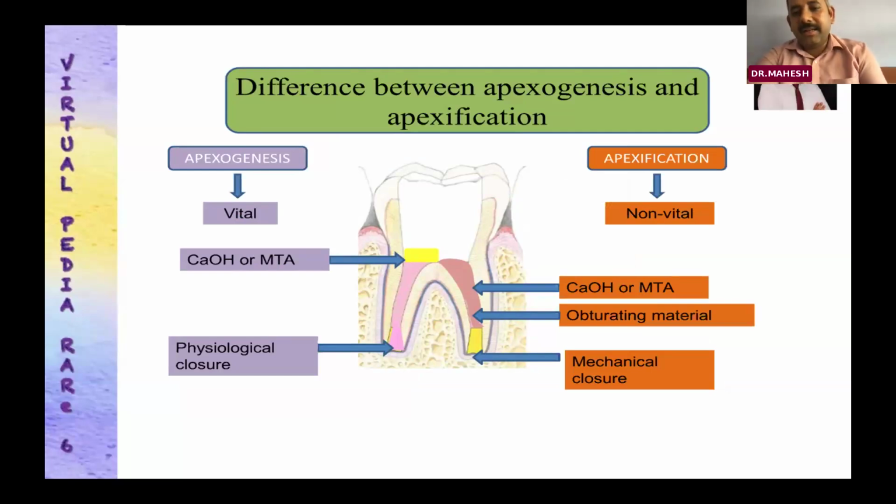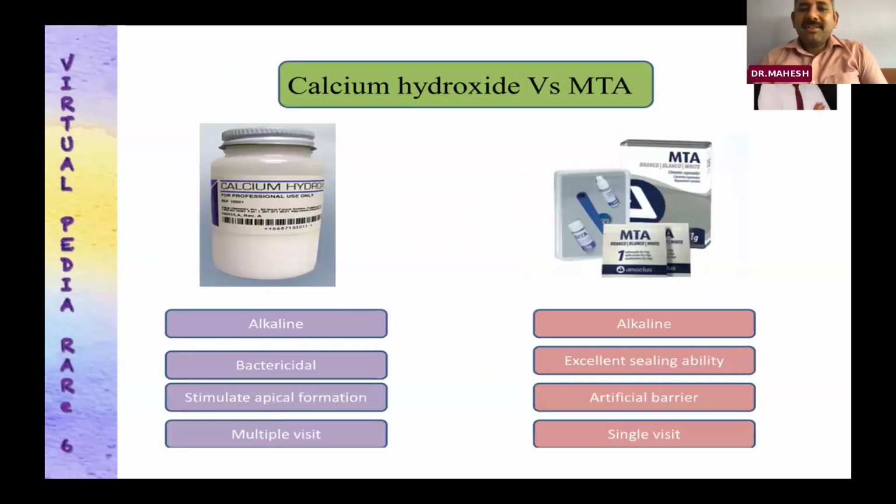Apexification can be done using calcium hydroxide, which is the gold standard, and it is a multi-visit calcium hydroxide apexification, or a single visit MTA apexification. So we do a mechanical closure and then we obturate with gutta-percha. So this is the basic difference between both the most commonly used apexification materials. Economical ones, calcium hydroxide is better. Both are alkaline. Calcium hydroxide is more antibacterial.